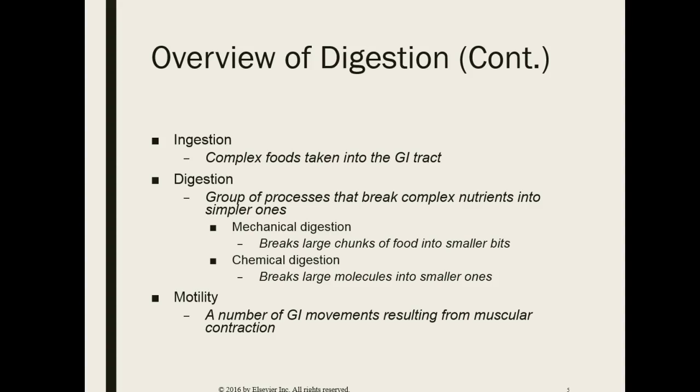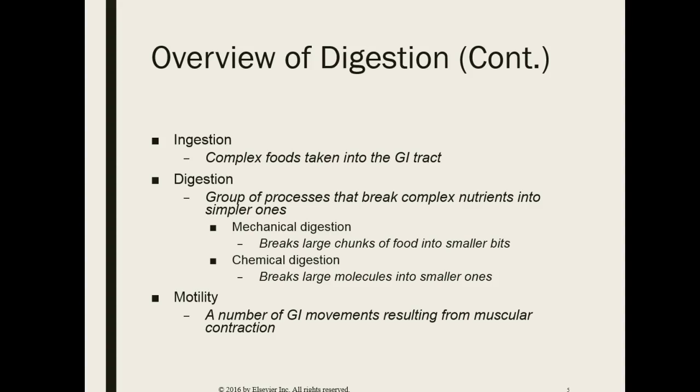A little overview of digestion and the key terms that you'll hear in this chapter. So ingestion refers to when complex foods are taken into the GI tract. So this is when we're eating, that term describes eating. And then digestion is going to be processes that break down the complex nutrients into simpler ones. Digestion can then be further divided into either mechanical digestion or chemical digestion.